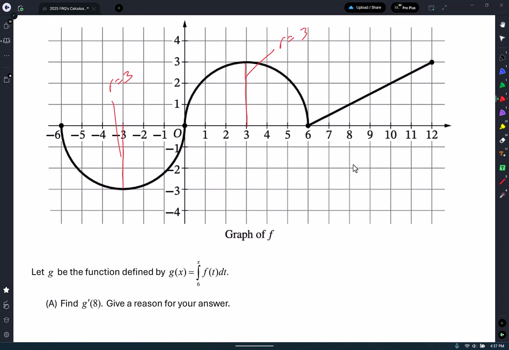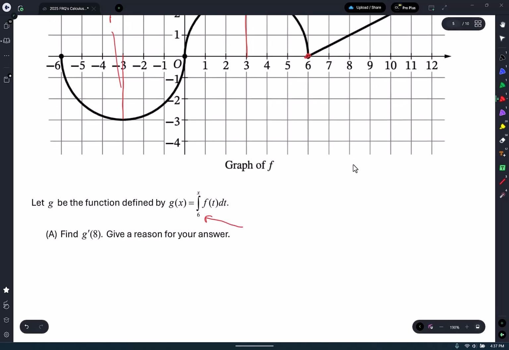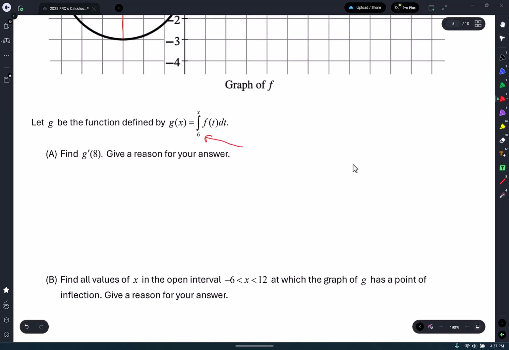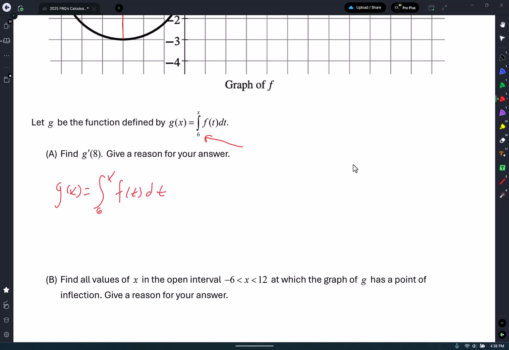Let g be the function defined by g of x equals, note the lower limit starts at 6, integral from 6 to x of f of t. All right. Find g prime of 8. Give a reason for your answer. Oh, okay. So g prime of 8. So I'm going to go g of x equals integral from 6 to x of f of t dt. And it says give a reason.